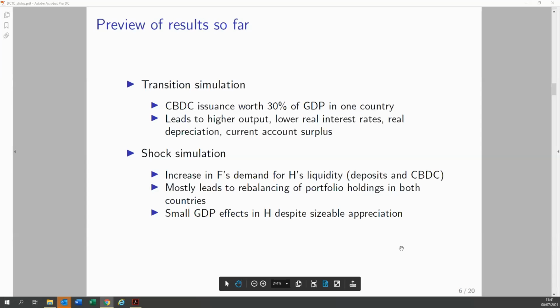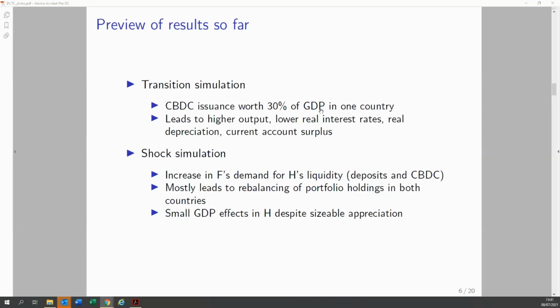And this is a preview of the results that I'm going to show you today after telling you about the model. I'm going to show you a transition simulation where CBDC is introduced in one country only, and then I'm going to show you how that leads to higher output, lower interest rates, a depreciation and a current account surplus.